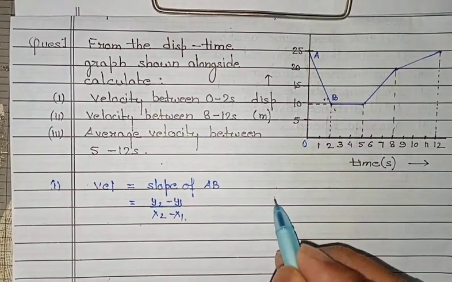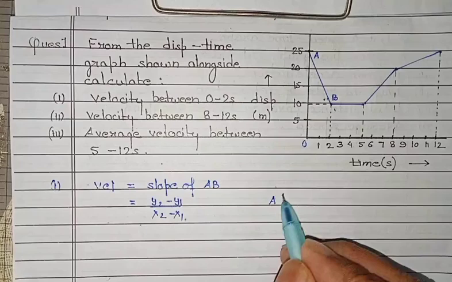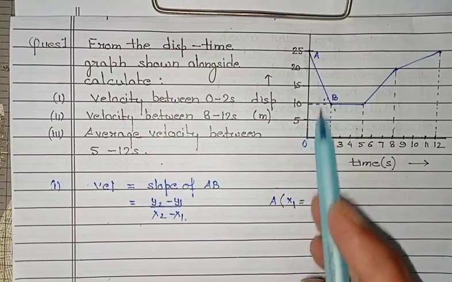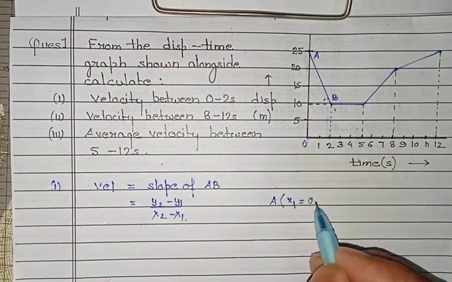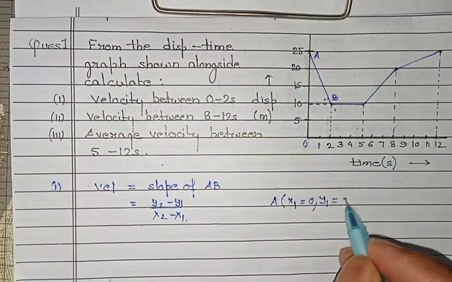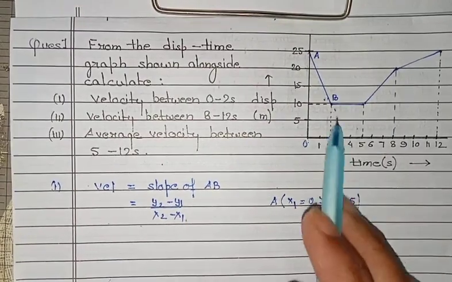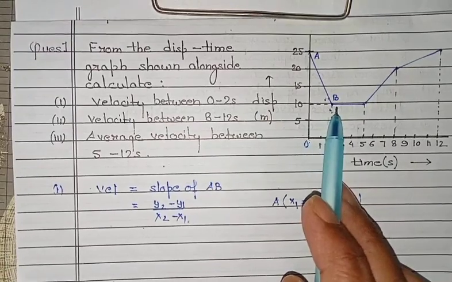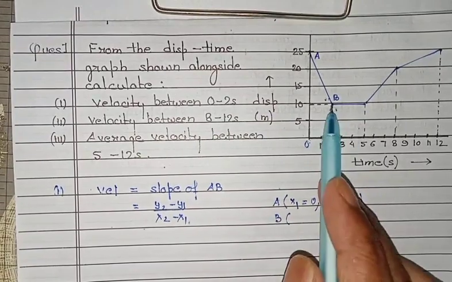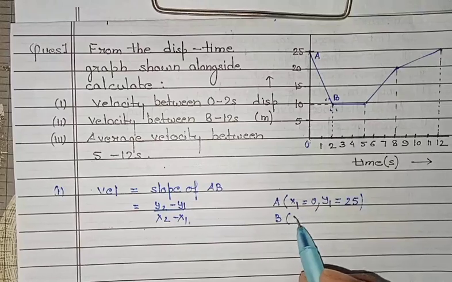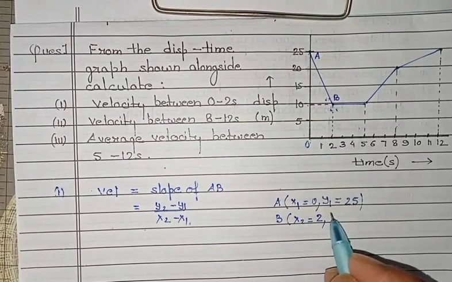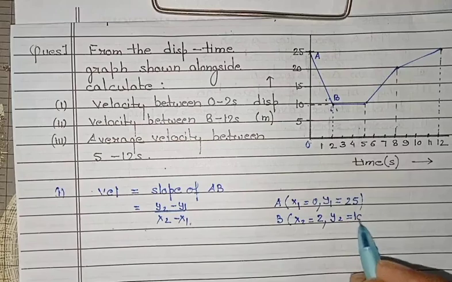Okay, so at point A, you can see from the sketch x1 is 0 and y1 is 25. Okay, the second point is B. Now you can see that at this point B, value of x will be 2. So x2 is 2 and value of y will be 10. So y2 is equal to 10.